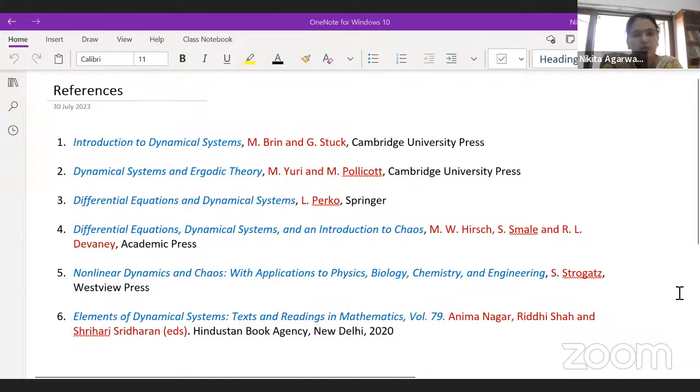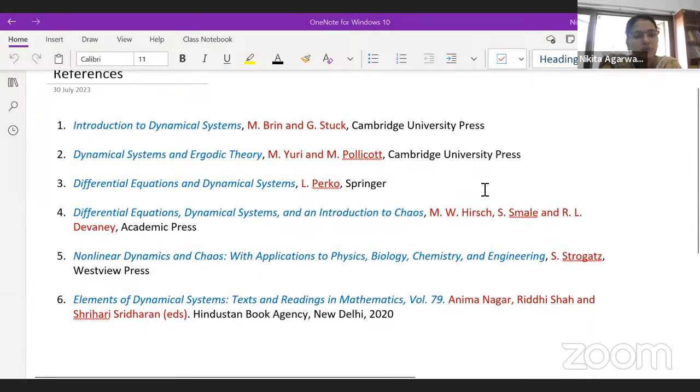Some of these were already there in the abstract of these two lectures. So the first one is Introduction to Dynamical Systems by Brin and Stuck. It's an elementary book which talks about lots of examples and various aspects of dynamical systems.